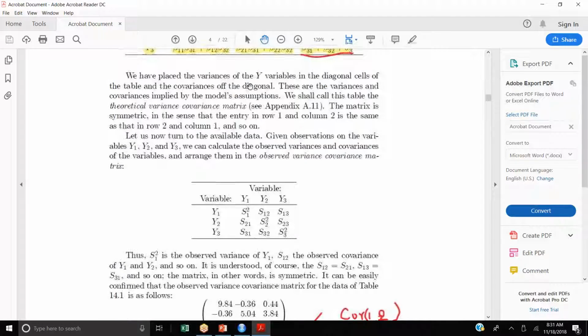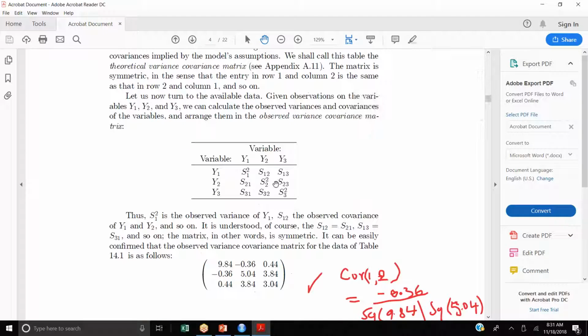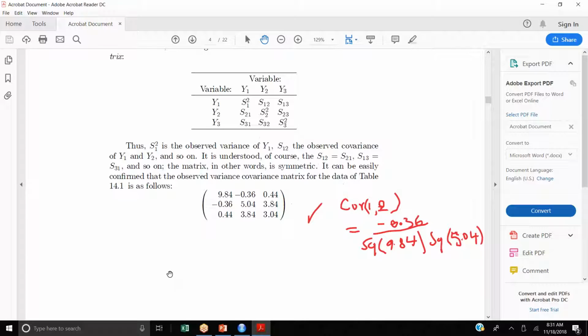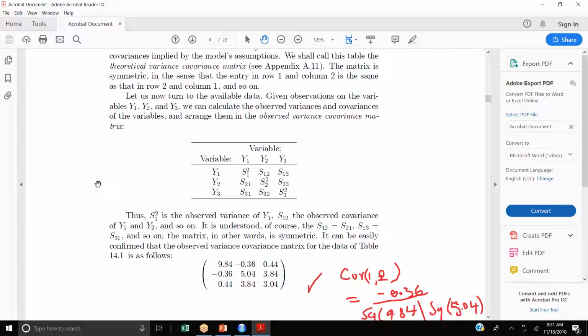Now, let's rewrite this in this form. Okay, are you with me? I rewrote it in this form. Yes, excellent. Okay, so S1 square is the observed variance. Wait, one minute.